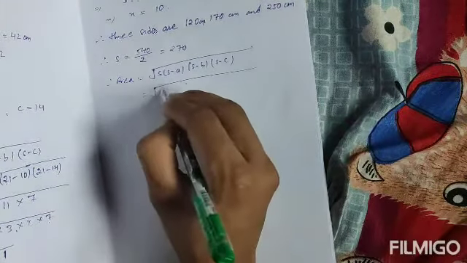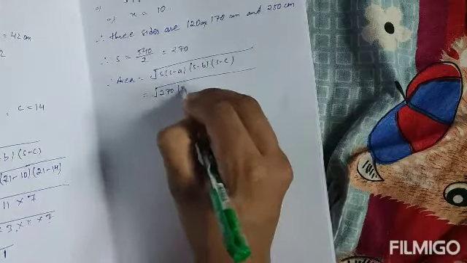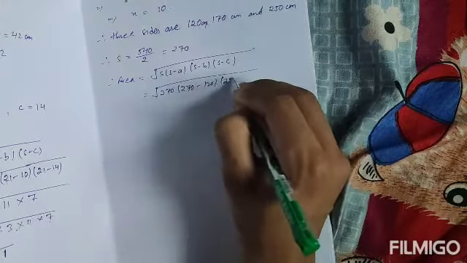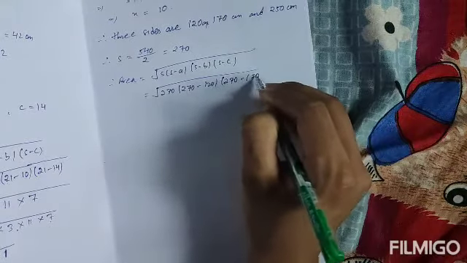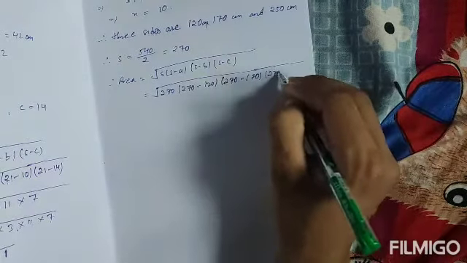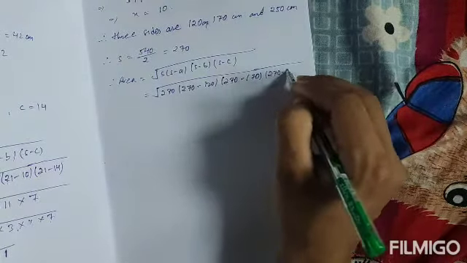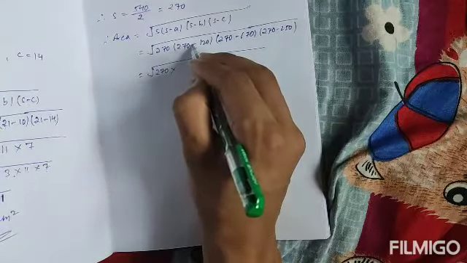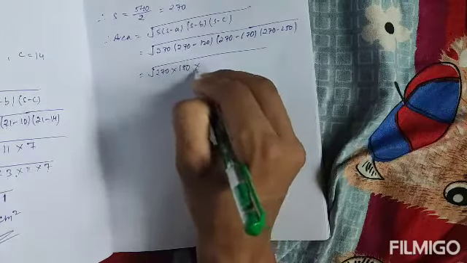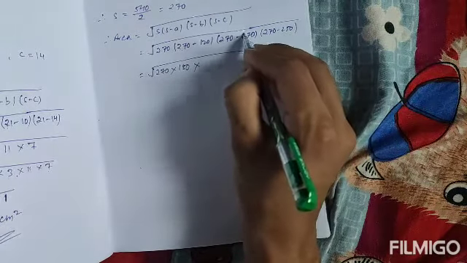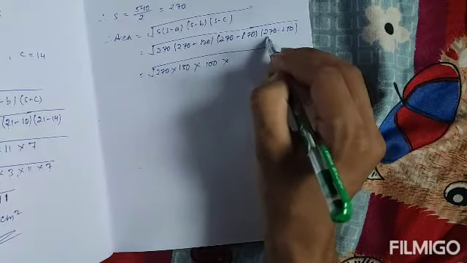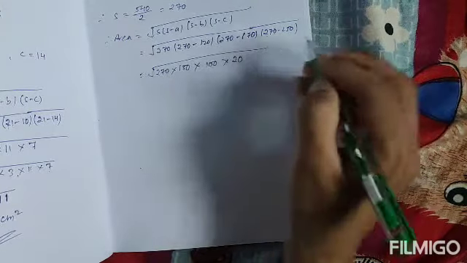So under root of S means 270. So 270 minus A is what? 120. Again 270 minus 170 and 270 minus 250. So this will be 270 into 270 minus 120 is 150 into 270 minus 170 is 100 into 270 minus 250 is 20.